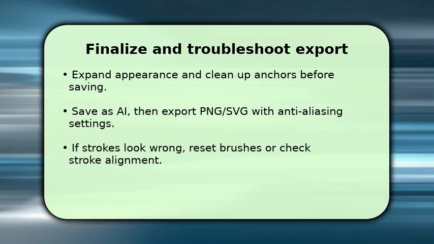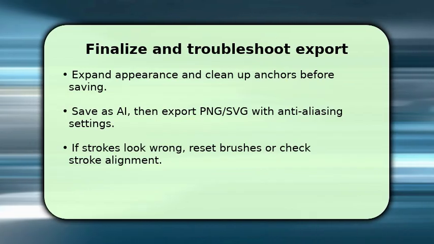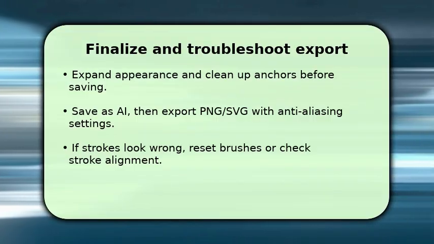Save a source AI file, then export to PNG or SVG using the appropriate anti-aliasing and resolution settings. If the brush behaves unexpectedly, reset the brush panel, clear graphic styles, or check stroke alignment and scale options. This resolves most problems quickly, so your painted art appears as intended.